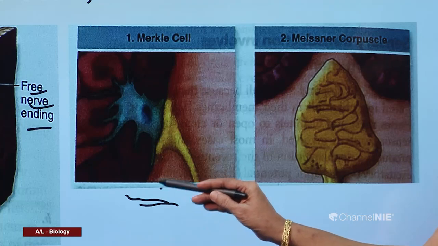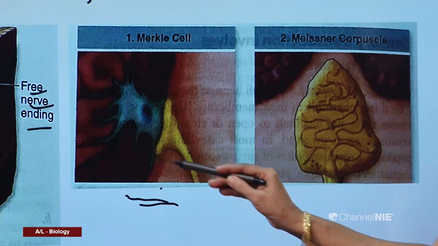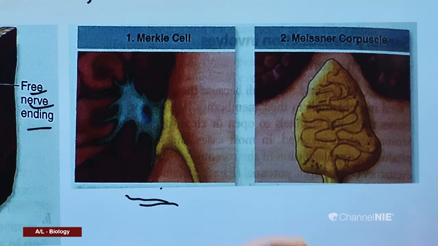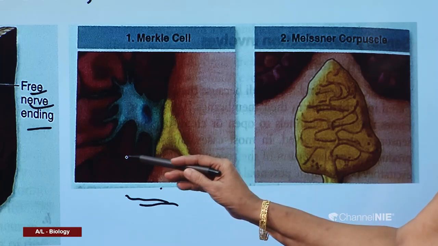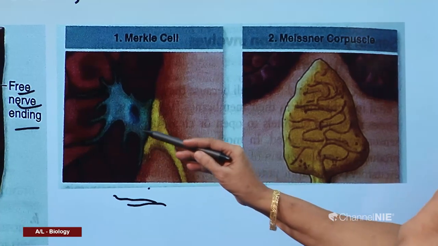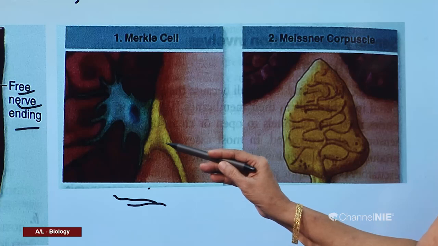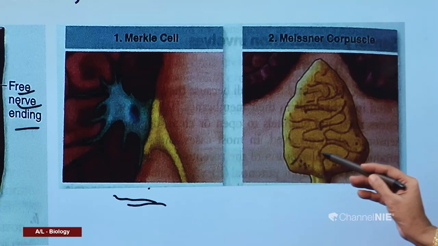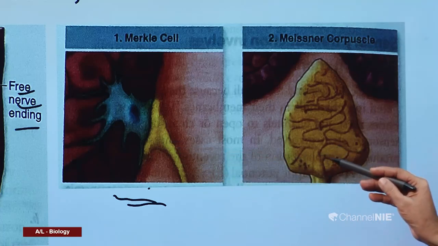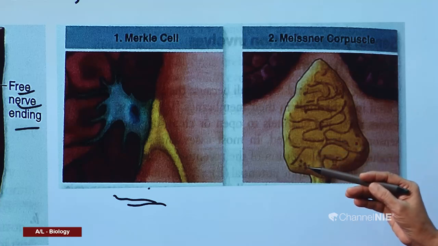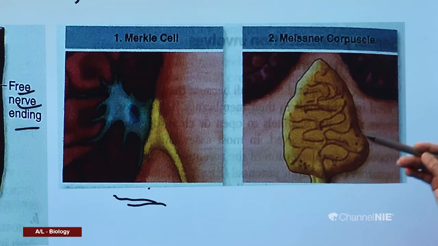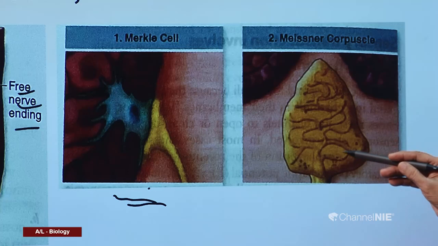So, this is the diagram of the Merkel's discs. You can see here Merkel disc. It is actually found in the epidermis, more close to the epidermis, and it is connected with the neuron. This one, Meissner's corpuscle, is actually a special nerve ending covered by a certain structure, right.